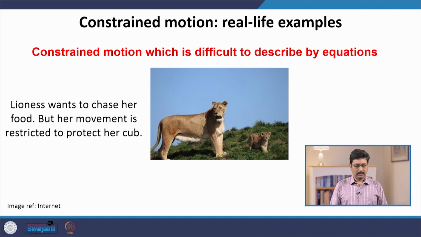So, here is an example. There is a lioness who wants to chase her food. She is looking at the food, but her movement is restricted to protect her cub. She cannot go far away from the cub, or the cub might be in danger. So, her motion is constrained by this scenario, but this is a constraint which is maybe not obvious how to describe mathematically.